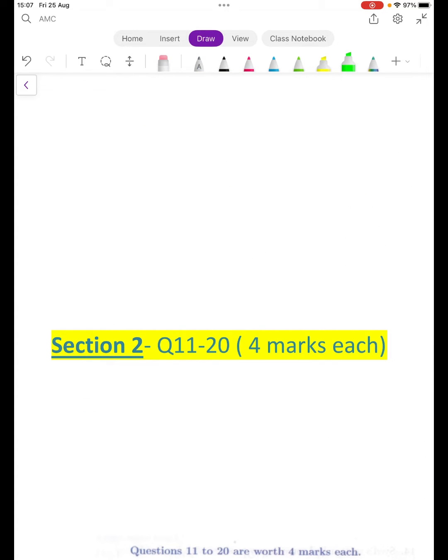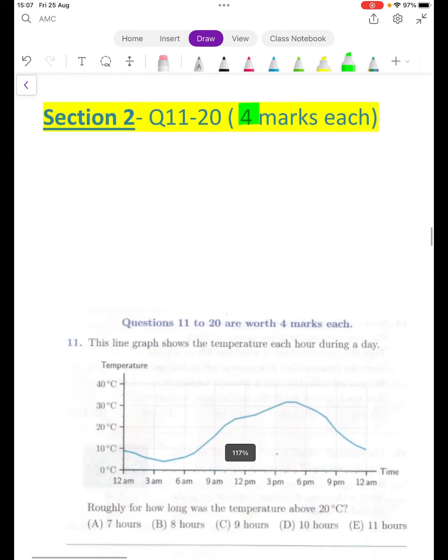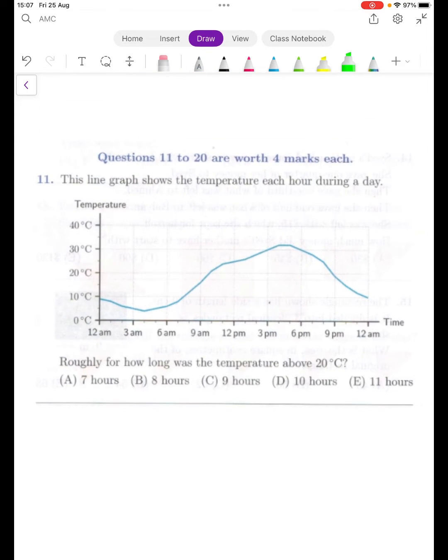We are here on section 2 now. These are questions number 11 to 20. So 10 questions, 4 marks each. The questions in section 1 were actually quite easy. Section 2 goes in increasing order of difficulty, so it is a little bit more difficult, but still much easier compared to section 3 and 4. And these questions, again, should take a few seconds each. 10 questions, let's go ahead.